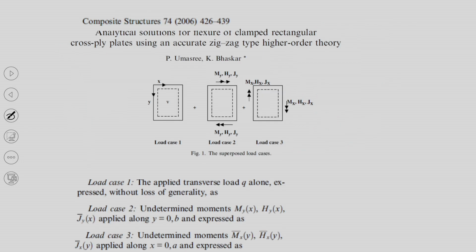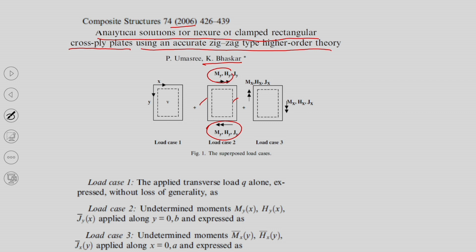I would like to refer to a journal paper from 2006. Professor Bhaskar with Umasri presented an analytical solution for flexure of a clamped rectangular cross ply plate using accurate higher order theories. You see a plate all round clamped, solved by two Levy solutions basically. You take two similarly supported and clamped edges, so there will be applied moments. Similarly, you will take moments on these edges.